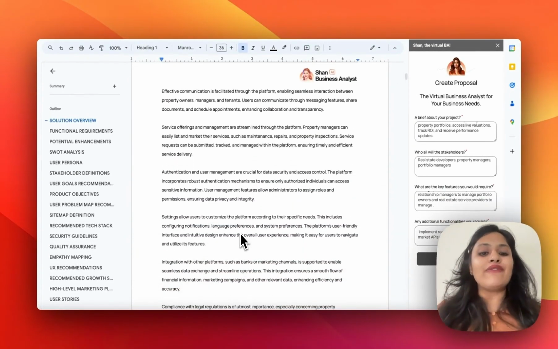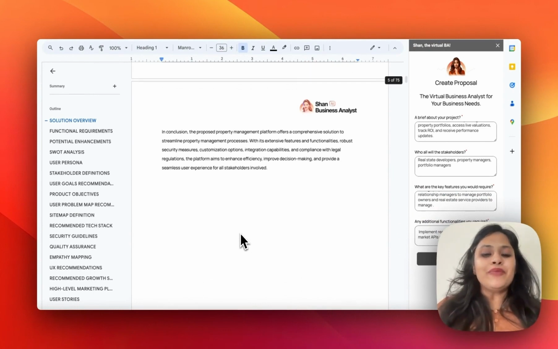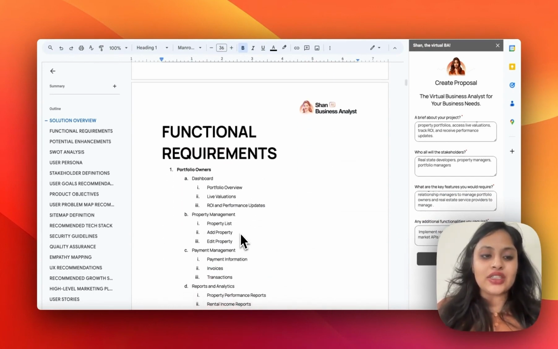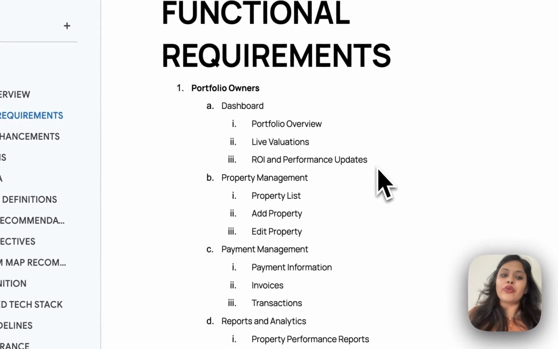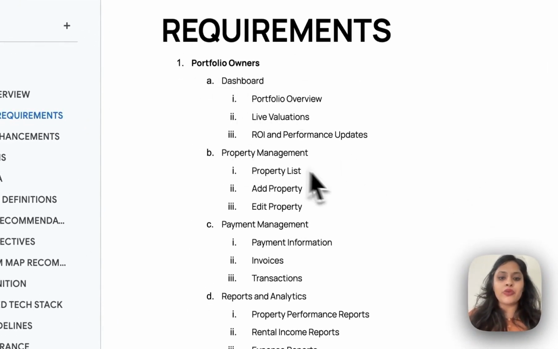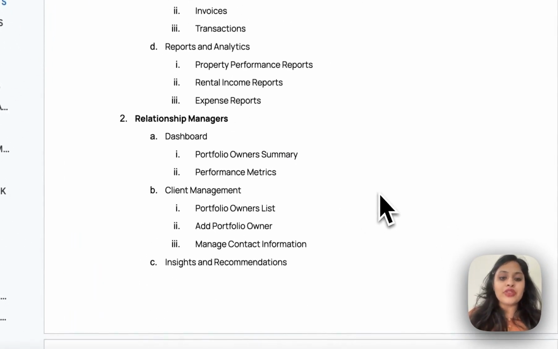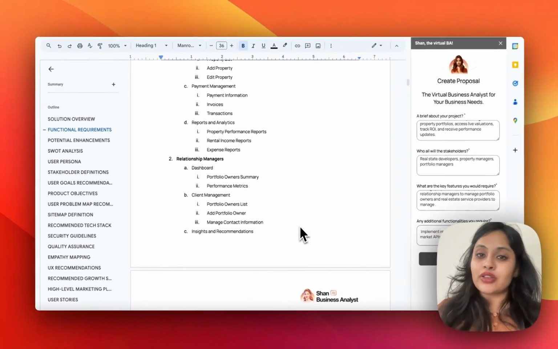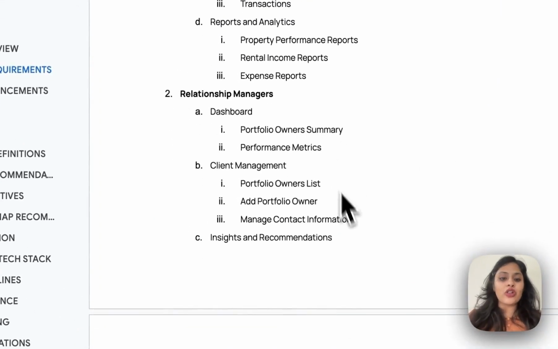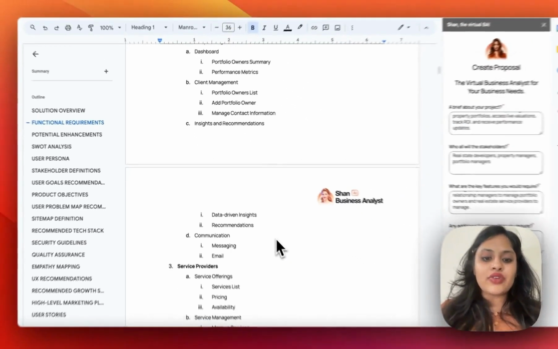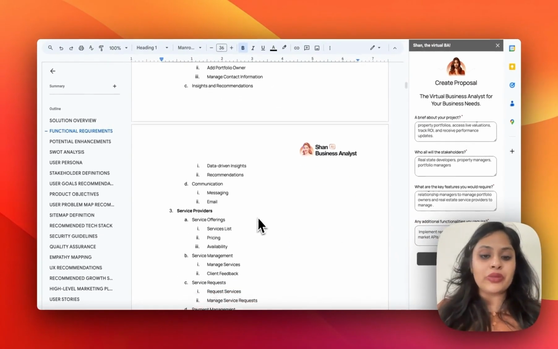And as you can see, it's very detailed. It's not short. So it goes very much in detail. It really analyzes the market, what you want, by just giving this little bit of information, and this entire thing is generated for you. So there's functional requirements for portfolio owners. They have a dashboard, property management system, payment management system, reports and analytics. That is good. I did not even put reports and analytics, but it did give us that. So for relationship managers, again, it has dashboard, client management system, insight and recommendation, and a communication from email and messaging.